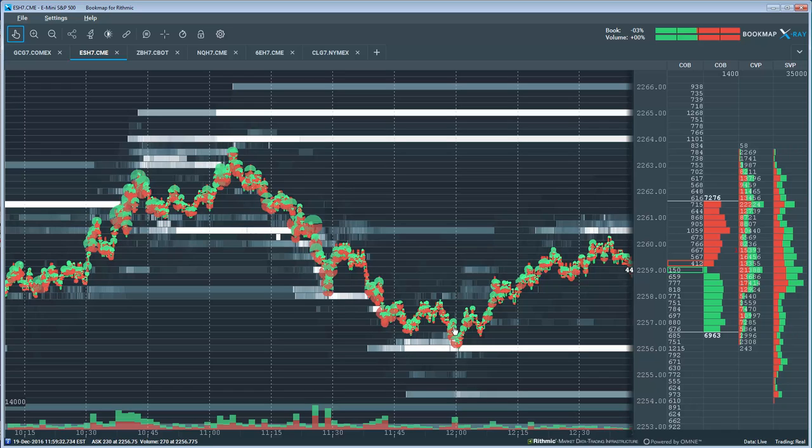Okay, so understanding these levels and understanding the order flow in the auction process on the bid and the offer, as well as reading that aggressive behavior in the tape, can give you a lot of insight to these levels, and this will help your trading.